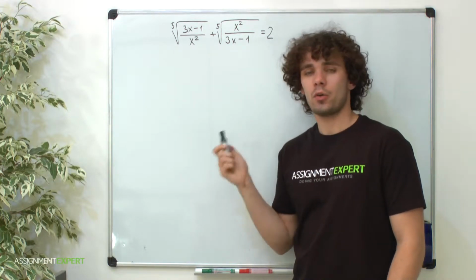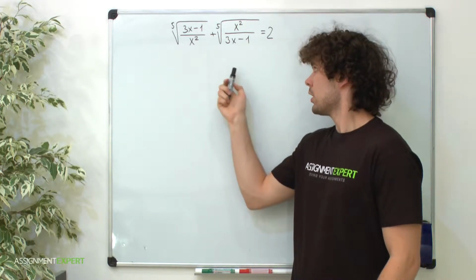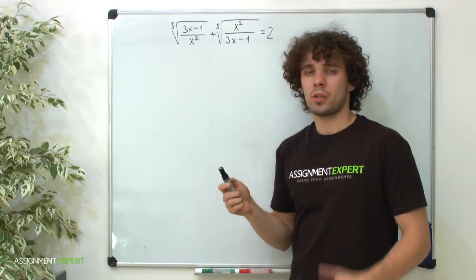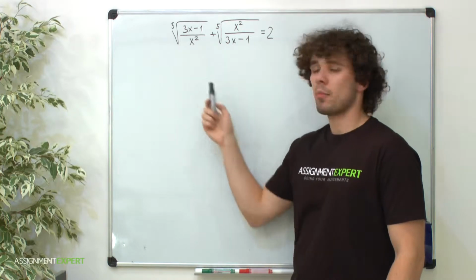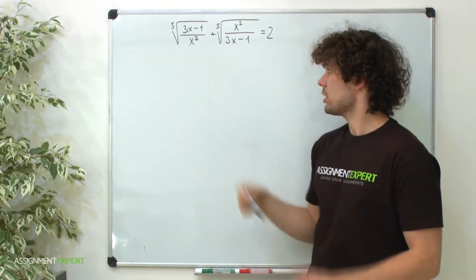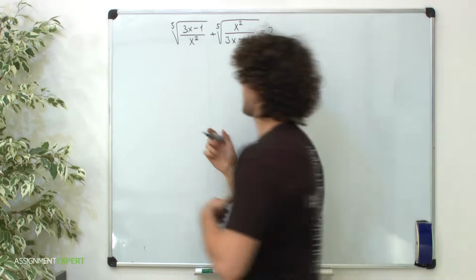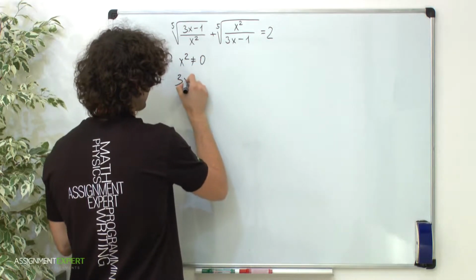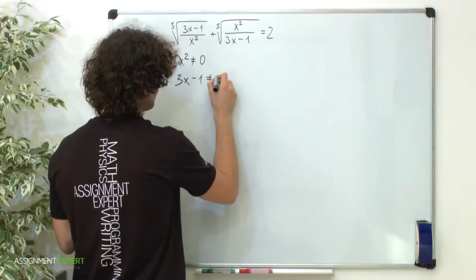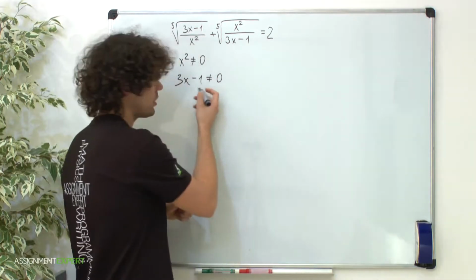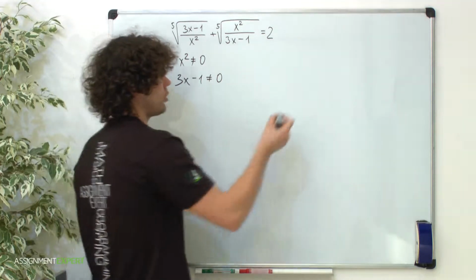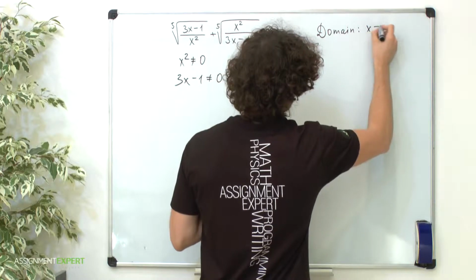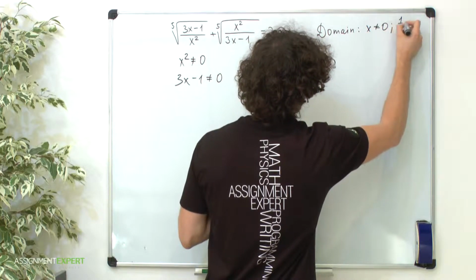As we know, there are no restrictions for odd roots, but under the roots we have fractions, and for fractions there is only one restriction. Denominator cannot be equal to 0. So we have two conditions. X squared is not equal to 0, and 3x minus 1 is not equal to 0. And these conditions actually give us the domain of this equation, which is x is not equal to 0 and 1/3.